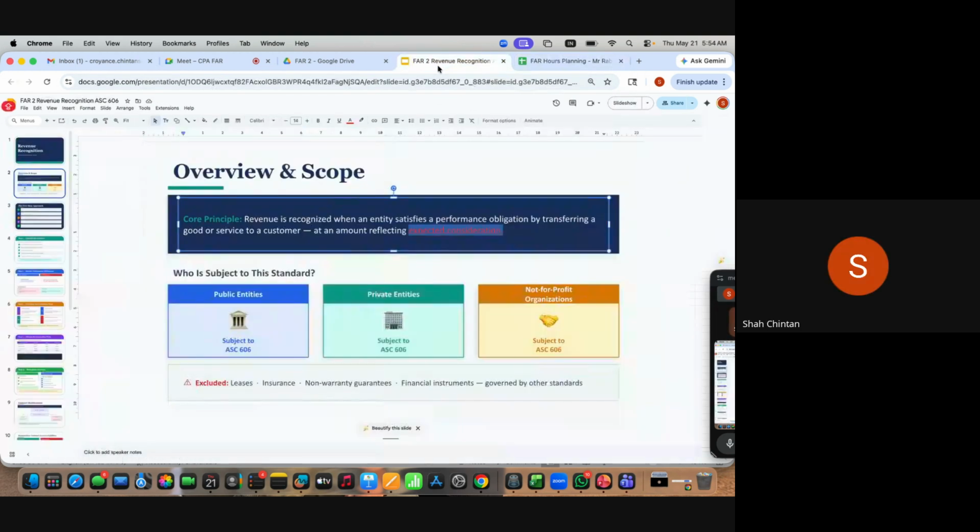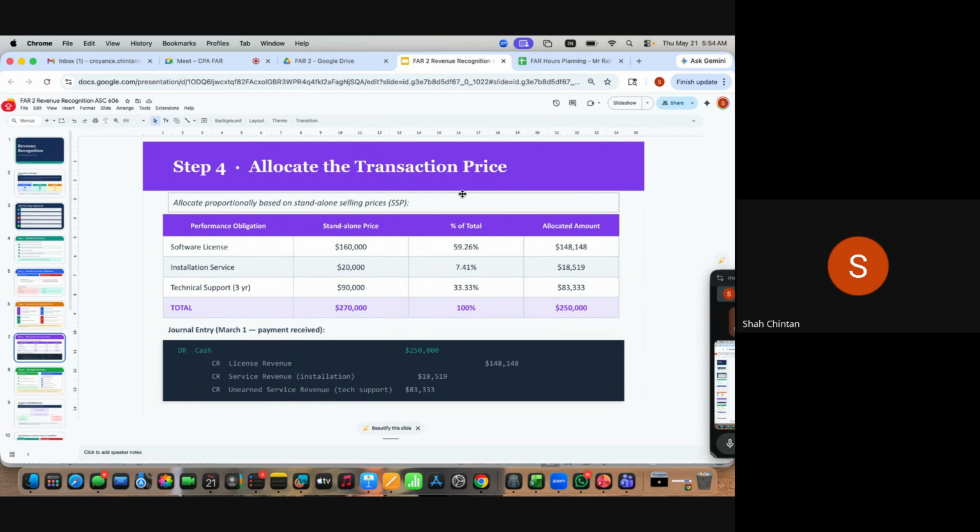एक बार चलते हैं पहले पीपीटी पे, फिर बुक एक बार देख लेते हैं. सो यहाँ पर आपको एसएसपी दे दी गई है, मे बी अंडर एनी मेथड. So you will be asked generally to calculate the allocated amount only in the exam. So for example, if you have three performance obligations, software, installation and technical support, you have an SSP, then you calculate the ratio and whatever is the total contract value, you just allocate the amount into them.